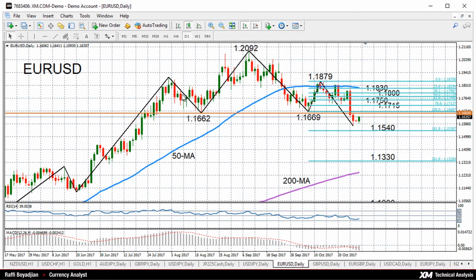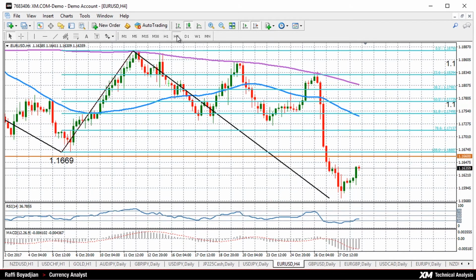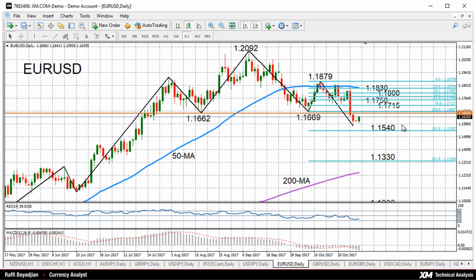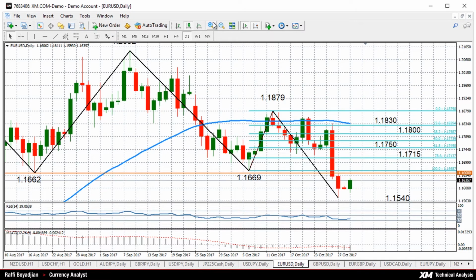Let's have a look at euro dollar now. We can see that a Head and Shoulders was formed after prices broke below the neckline at 1.1660. There is some upside momentum at the moment, although RSI is still well below 50. If we move on to the 4-hourly chart, we can see again the RSI is heading upwards, so there is some upside momentum. Should we see that continuing, obviously we're going to have a resistance at that neckline level, 1.1660.